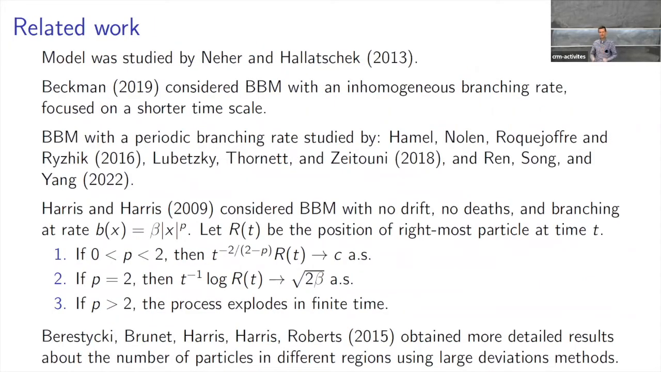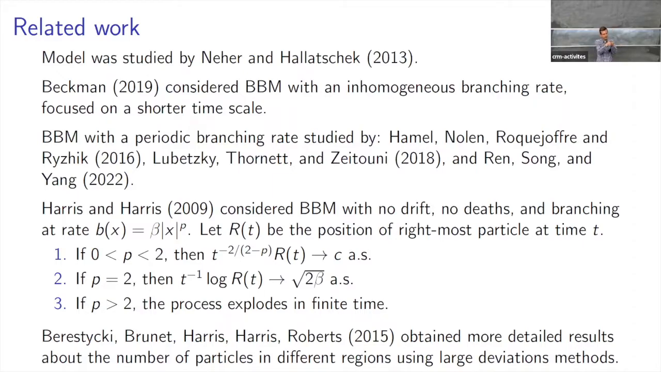Now, before we delve into that model, I want to mention briefly some other related work. As I mentioned last time, this model was studied in depth by Neher and Hallatschek, and most of the results that I'm going to present were obtained non-rigorously in their paper. Also, Aaron Beckman, in her PhD thesis, also considered branching Brownian motion with an inhomogeneous branching rate, and she was also motivated by potential applications to populations involving selection. Her model differed in two ways.